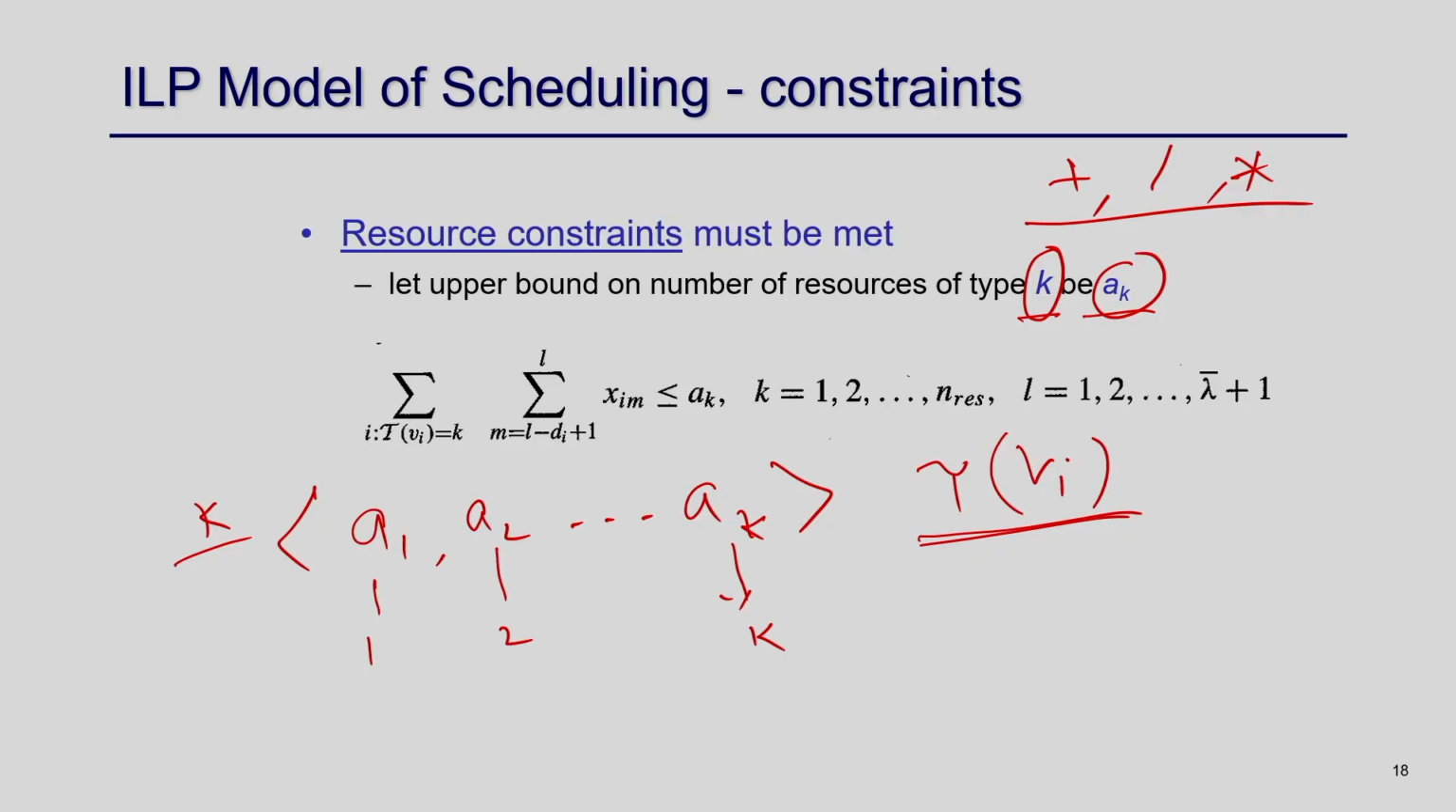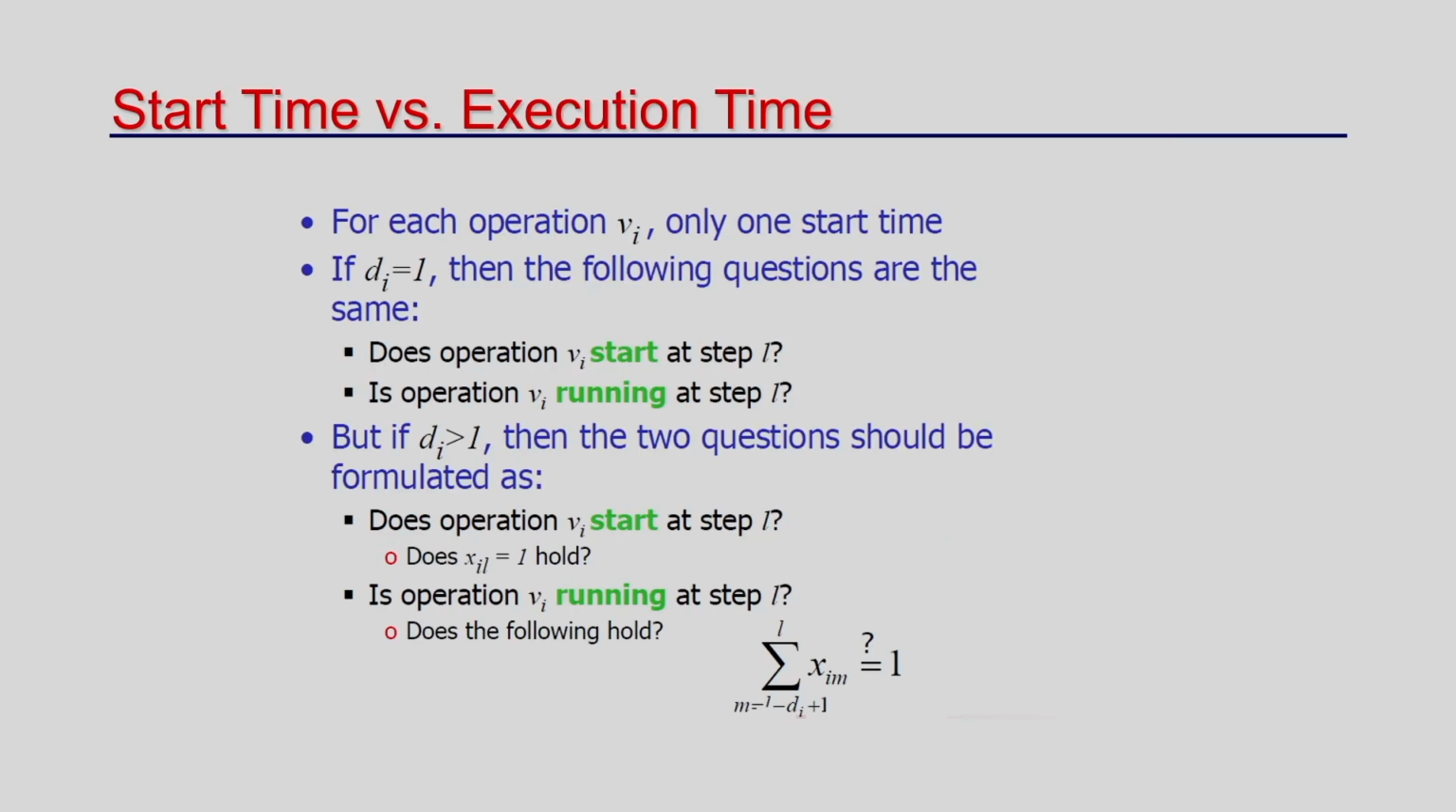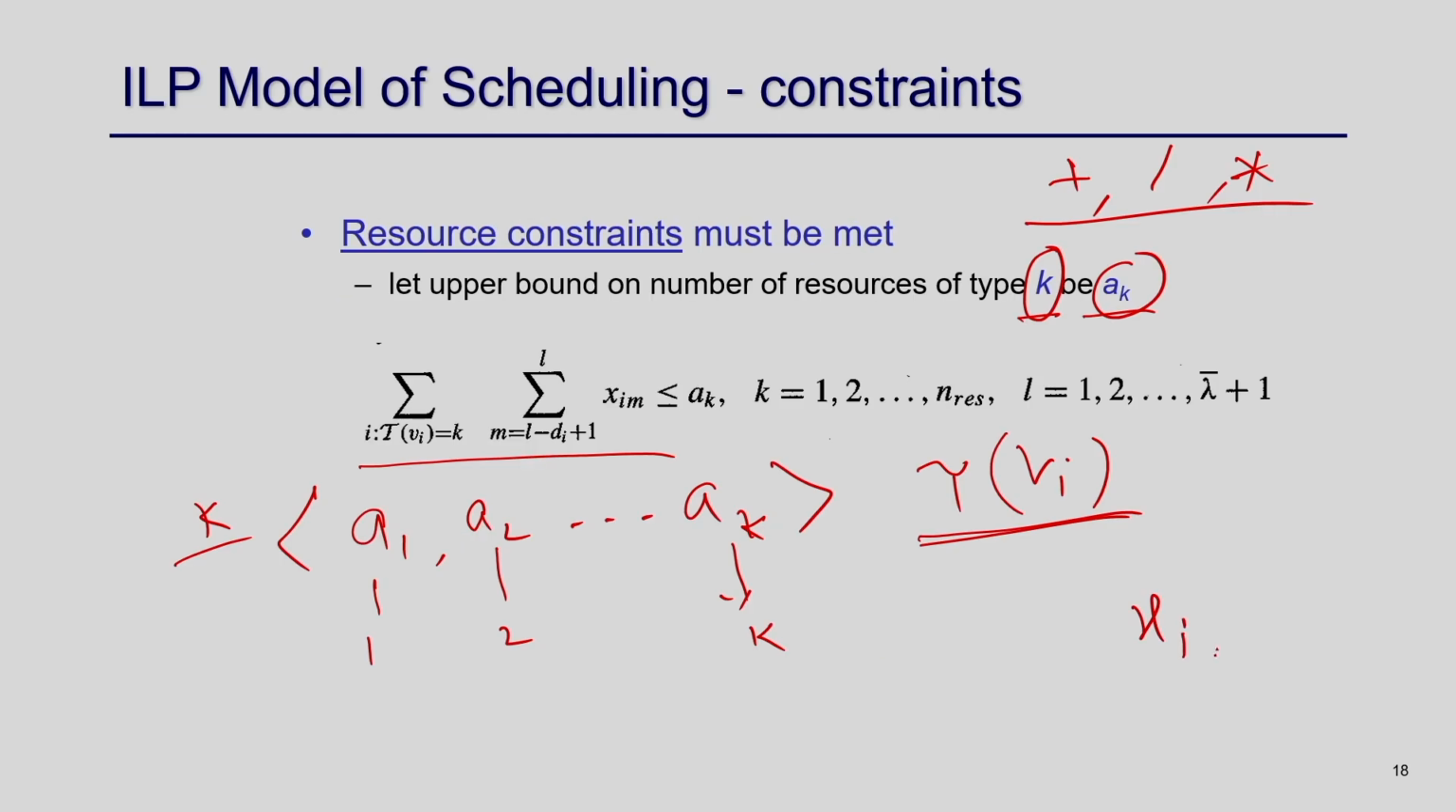So, let me try to understand this equation. This is the basic constraint in plain English, but the first point we have to understand is how I determine which operations are running in a timestamp. So far, xil gives me the start time of operation i, but it does not say when it is running.